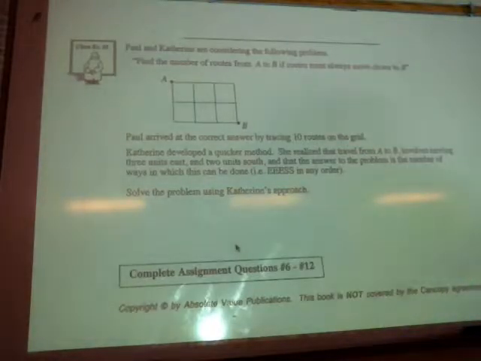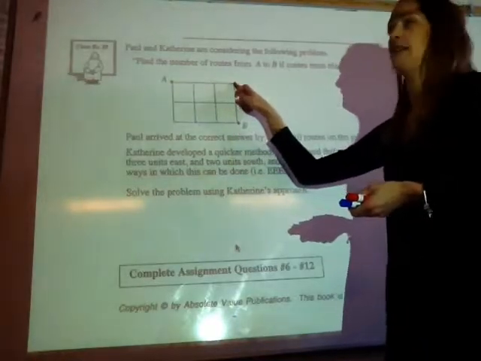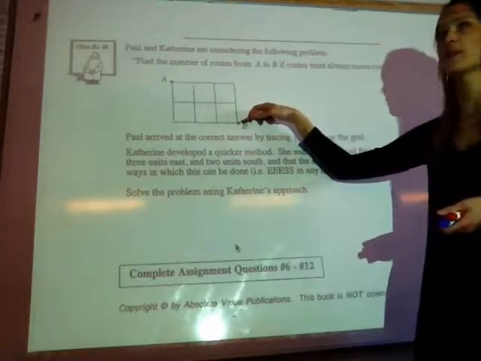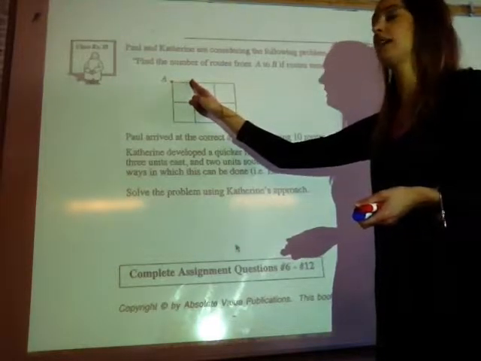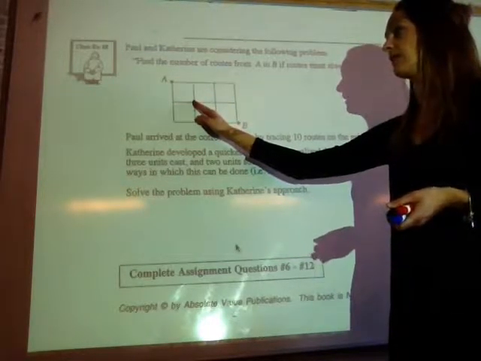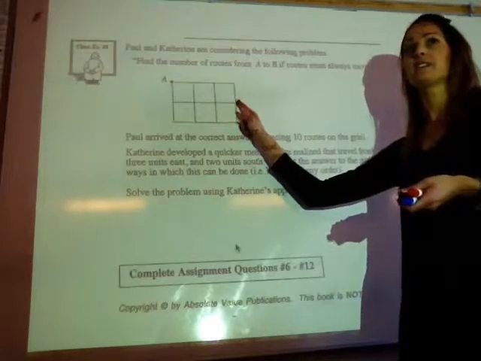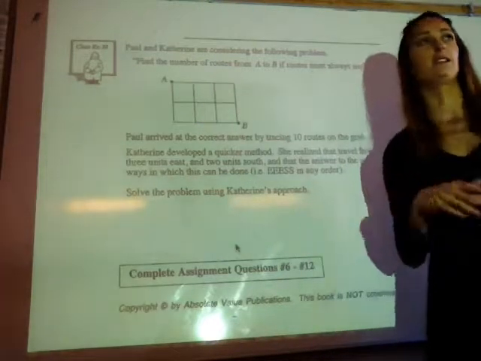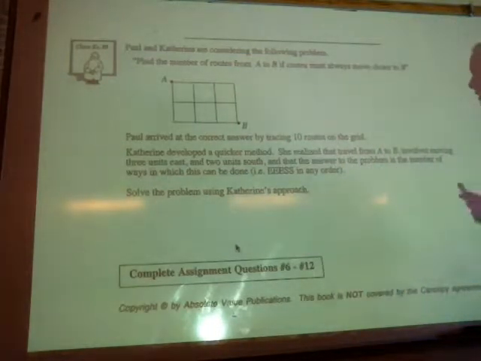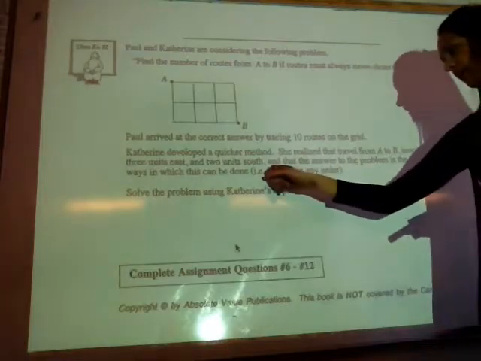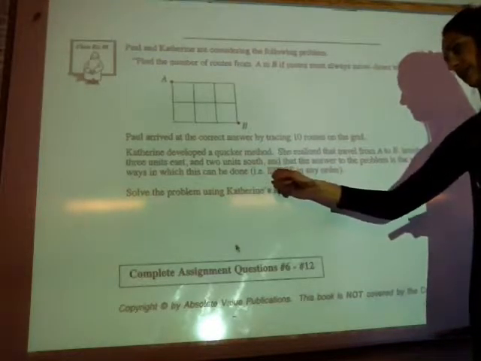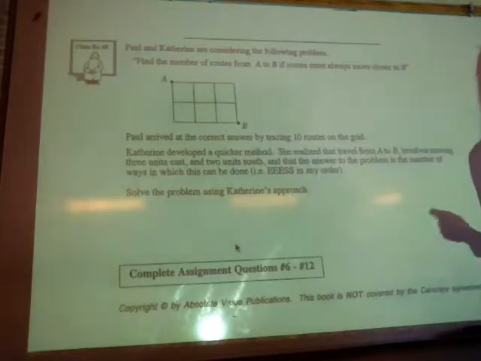She realized that travel from A to B involves moving 3 units east and 2 units south. Okay, even if I did a different combination, this is 1 unit east, and then say I moved 1 unit south, and then 2 units east, that's still 3 units east in total, okay? So basically, she's figuring out that the answer to the problem is a number, it could be any order of east, east, east, south, south, okay?